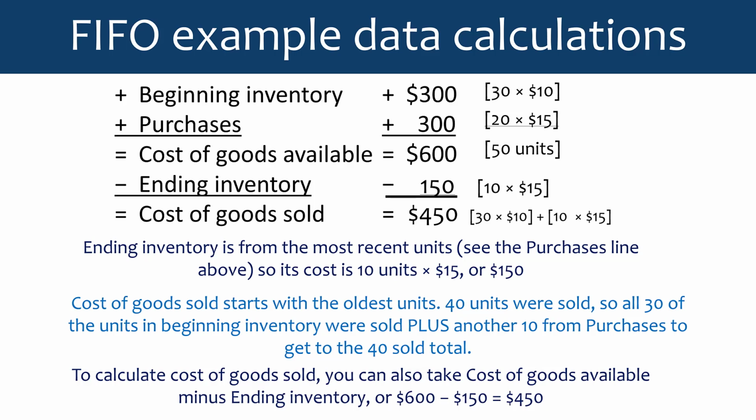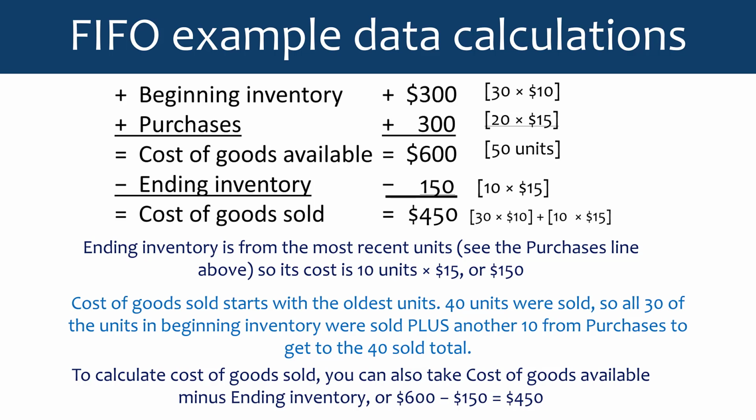Ending inventory is from the newest units, since FIFO means that the first ones in, the oldest units, are sold first, leaving the newest ones in ending inventory. The ending inventory is $150, which I got by taking the 10 units in ending inventory and multiplying by the $15 price that came from the purchases. The purchases were the most recent units in, and with FIFO, ending inventory is always the most recent units.